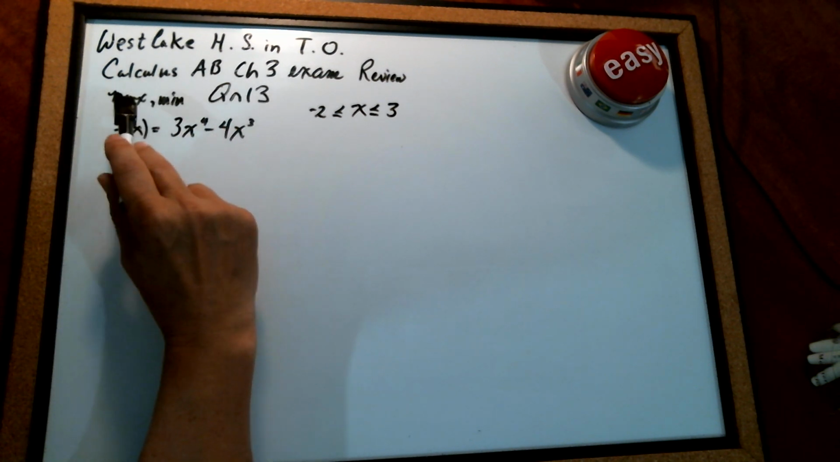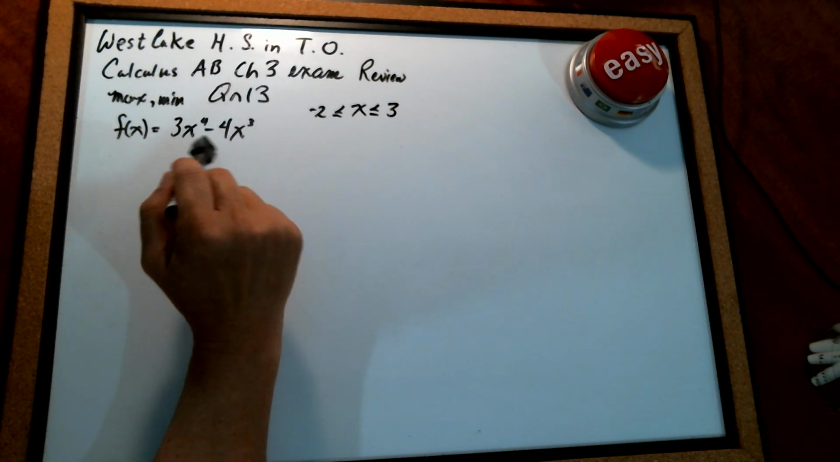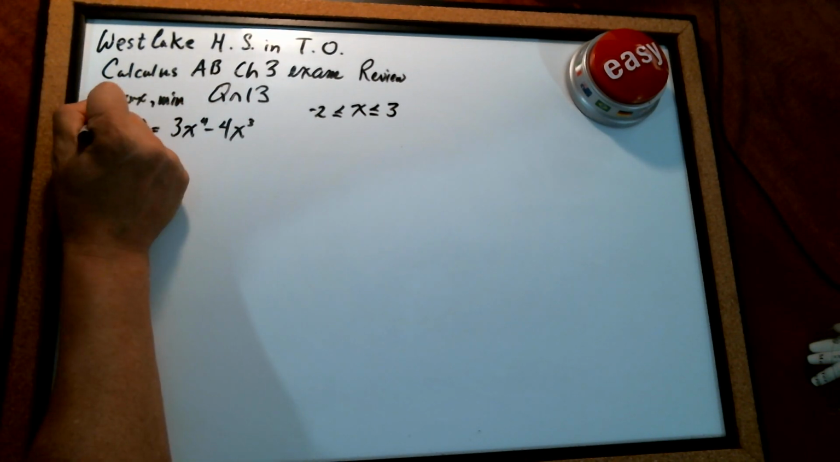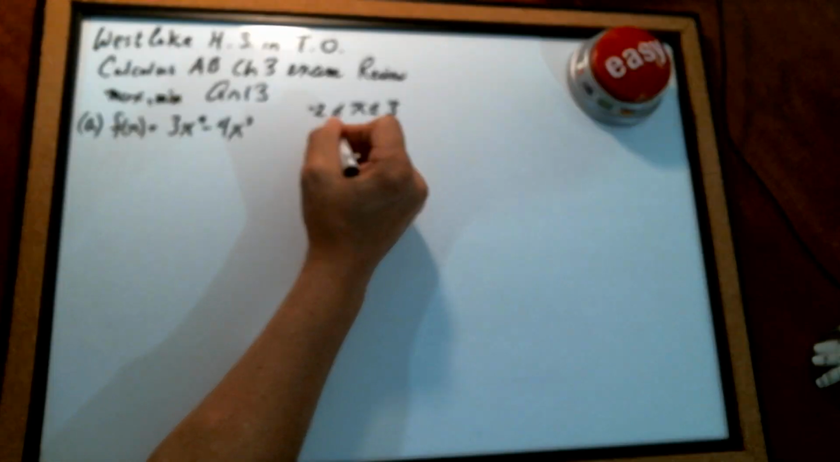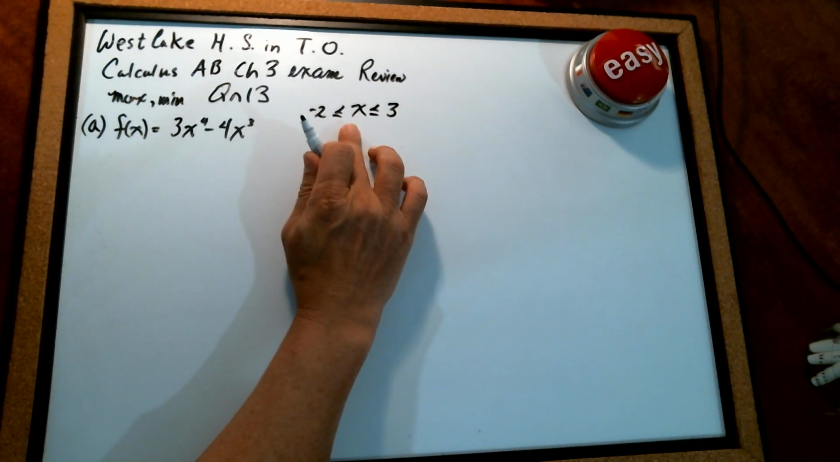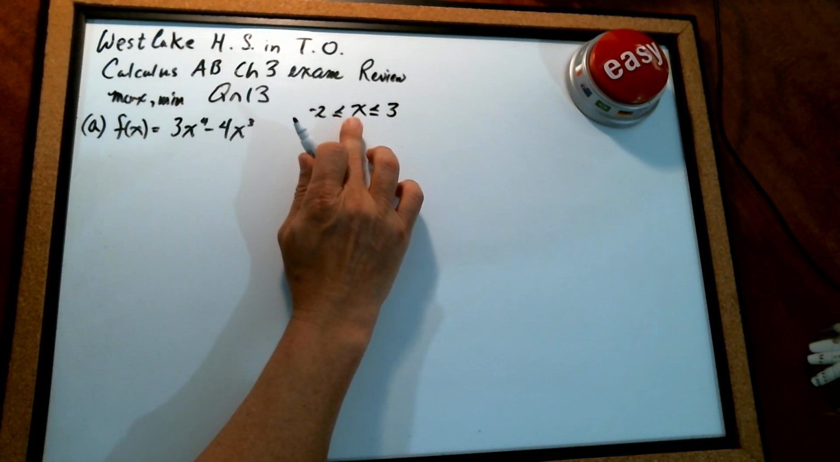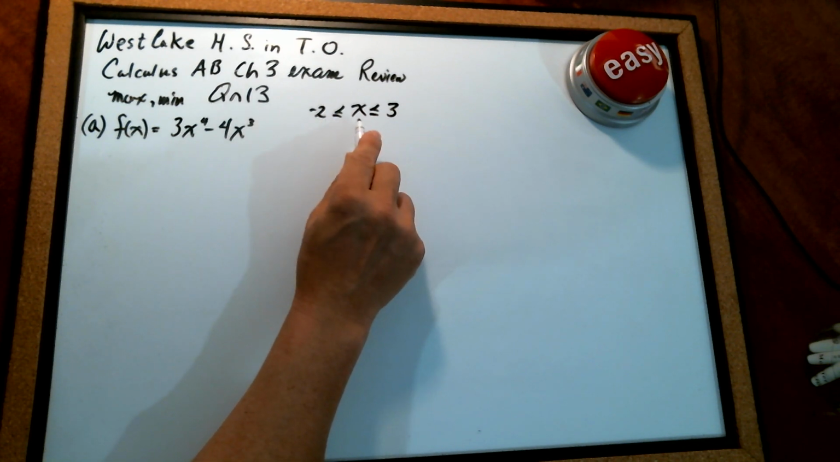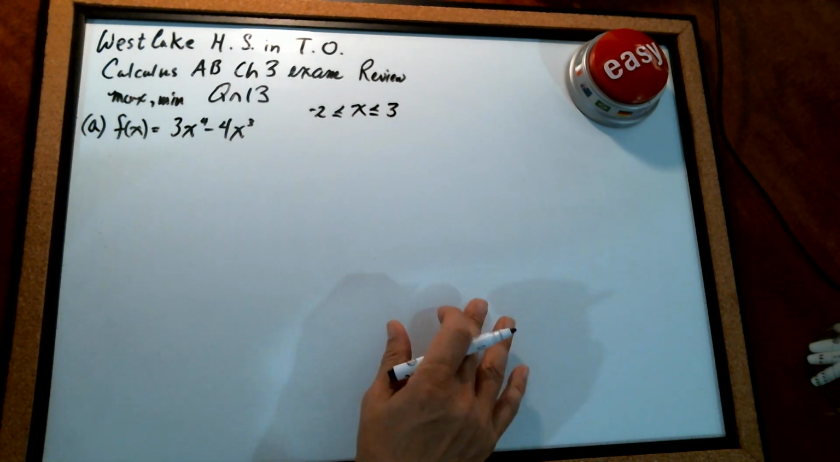Question number 13 says find the maximum and minimum value of the function that they give you. This is actually part A. For part A, the domain of x is between -2 and +3. So x is between -2 and +3.